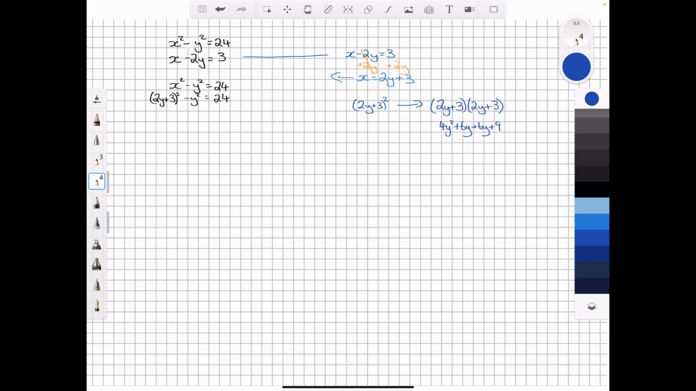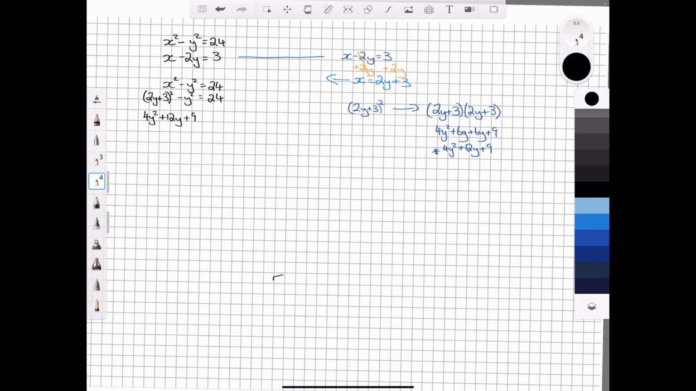Now we can simplify it. So 4y squared plus 6y is plus 12y. And just a plus 9 stays as it is. Now I'm going to put this back into the original equation over here. So we have 4y squared plus 12y plus 9 minus y squared equals 24.